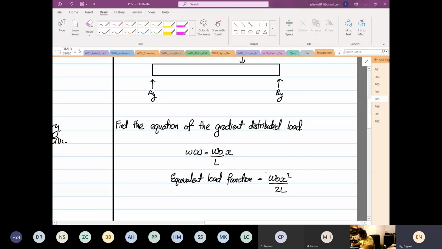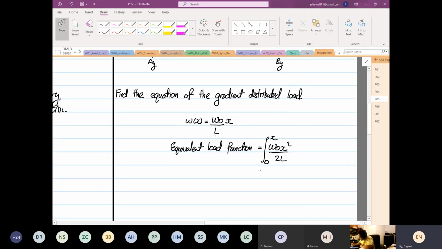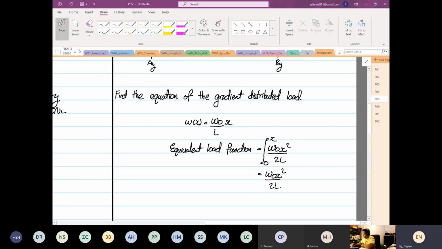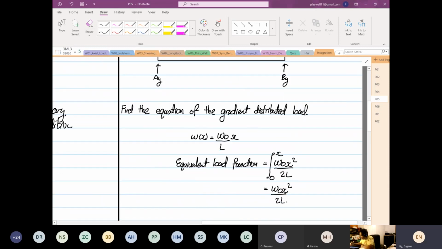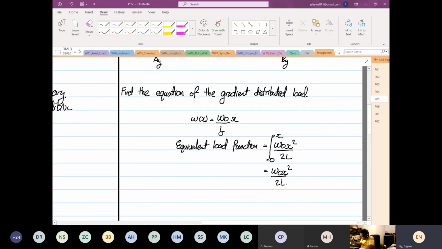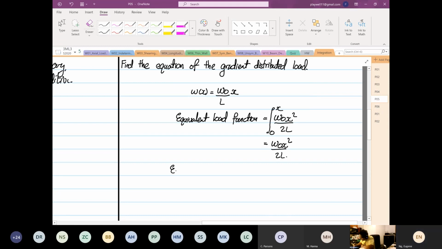If we put our limits from 0 to x, this is a function of x now, so what we have is omega naught x squared over 2L. Now, why did we not get L over 2 over here? Why is this not the equivalent load? We have it as a function of x. If we're going to find the equivalent load, we can find it for the entire length.